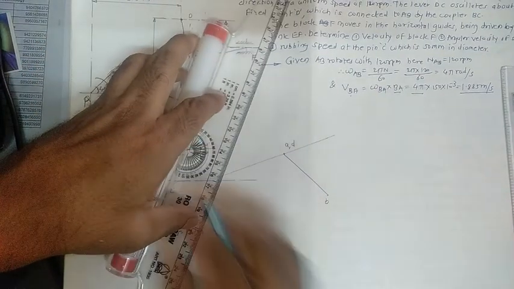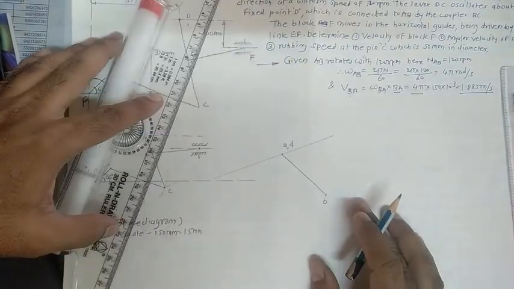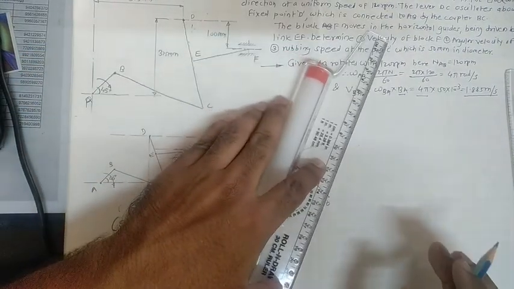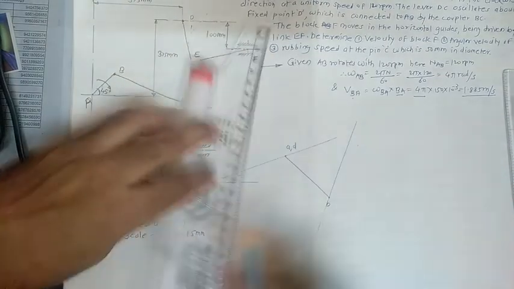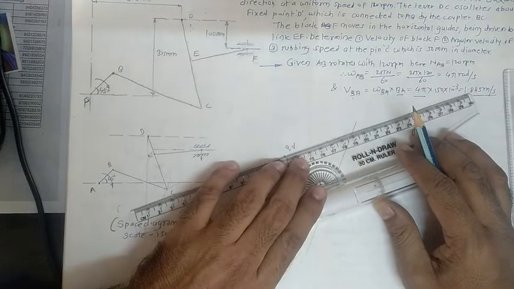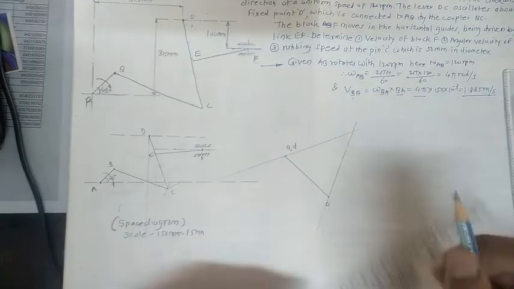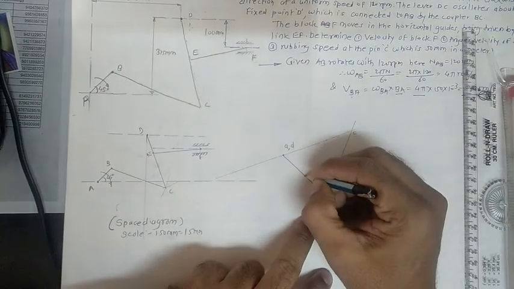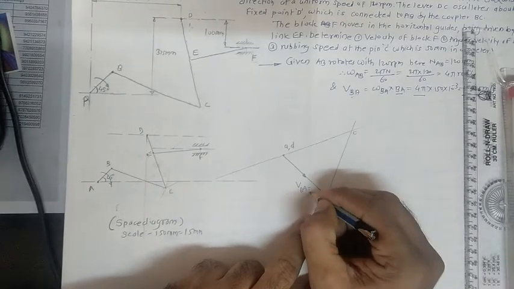For that, just roll this roller scale in this way. Extend this line in such a way that it intersects the previous line. The intersection of both of these lines is nothing but the C point. At the same time, give the names for the velocities. Towards B, what we are showing here is VBA, which equals VB.